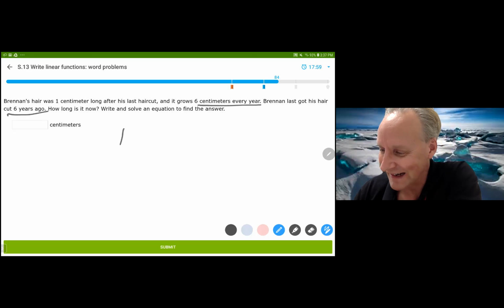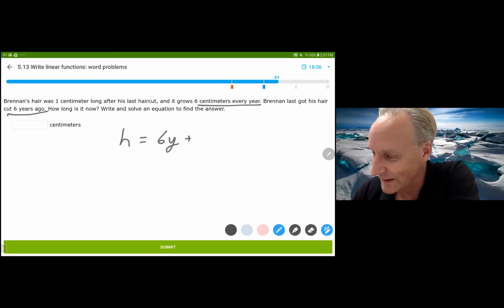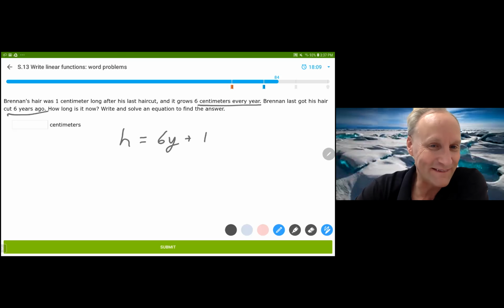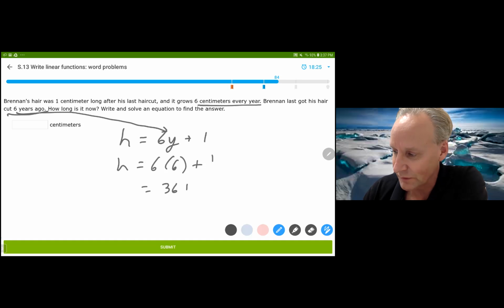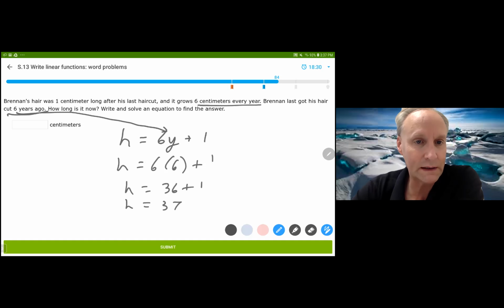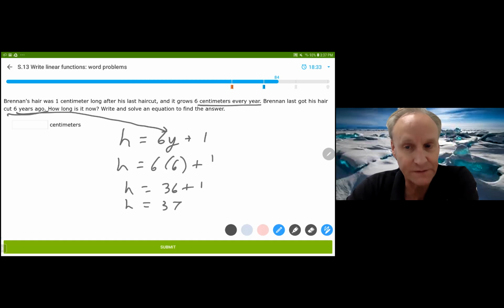So his hair is going to be 6 centimeters each year that goes by, plus the 1 centimeter it was long ago. The number of years is 6 as well. So H is equal to 6 times the 6 years plus the 1 centimeter. It's going to give us 36 plus 1, or 37 centimeters, which is a bit over a foot. It's probably about a foot and a bit more.